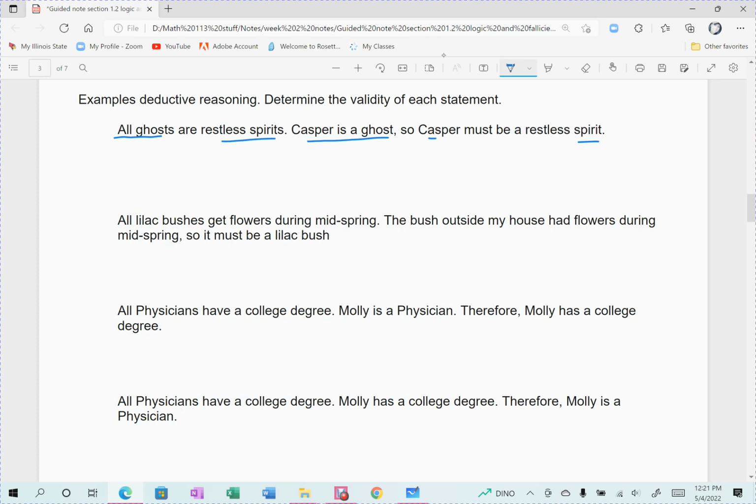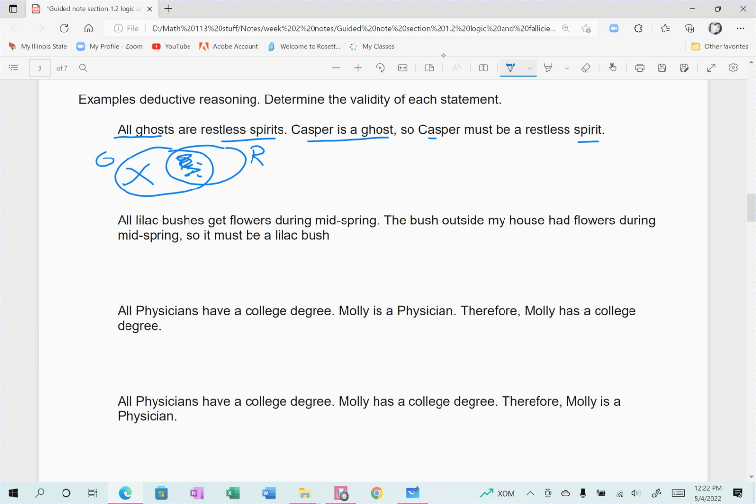So we've got ghost and restless spirit. I'm going to do a ghost circle, G, and a restless spirit circle, R. If you're a ghost, you're in the ghost circle. All ghosts are restless spirits, so every single one of the ghosts lands in this region. They're all in this region. None of the ghosts land there.